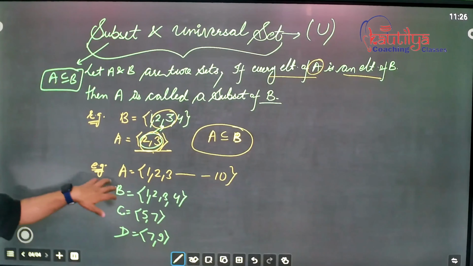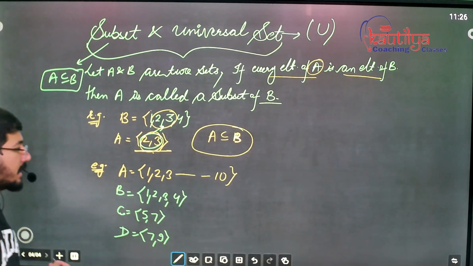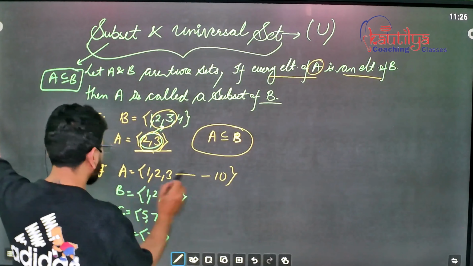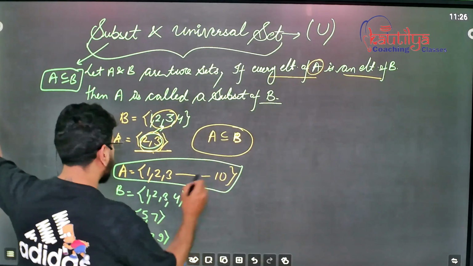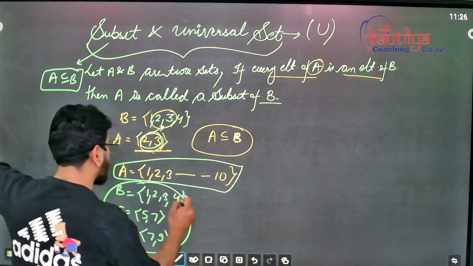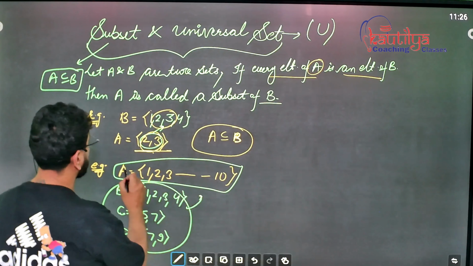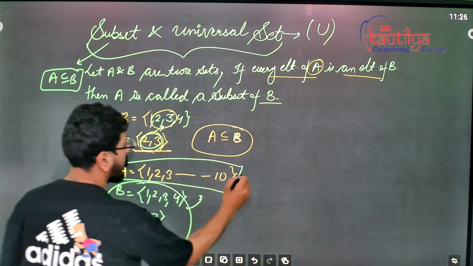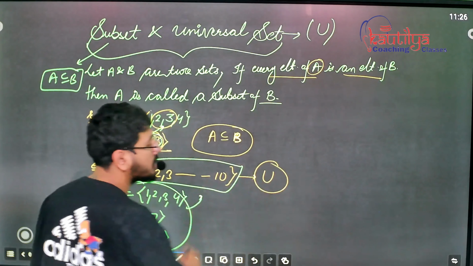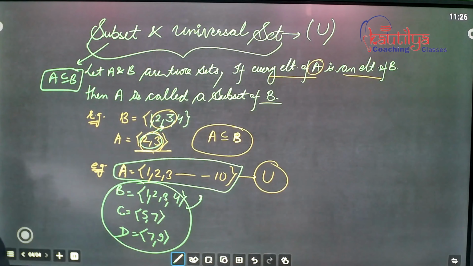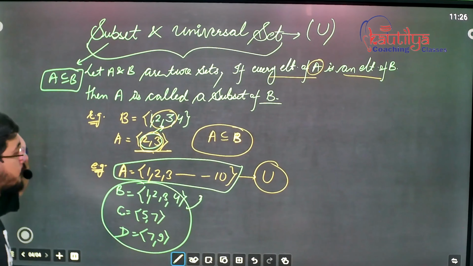So we can say here which one is the universal set. It is quite clear and obvious. A is the universal set, because all the elements you have here are present in A. So that's why this one is known as the universal set here, A. This is called the universal set. So this is the pure example for the universal one. Now moving with the subparts for the subset.